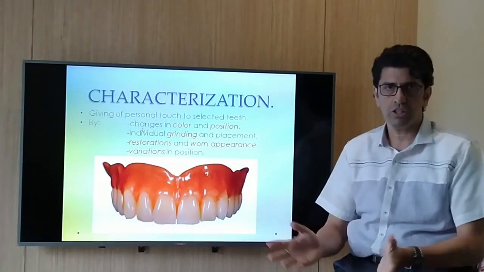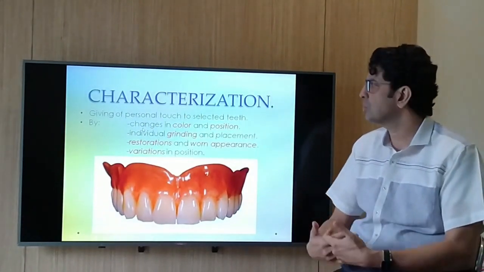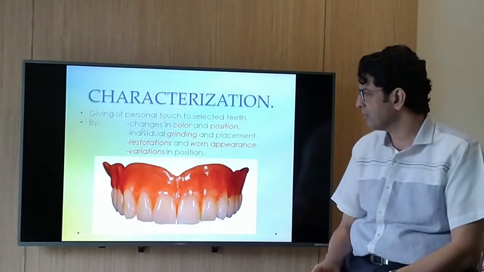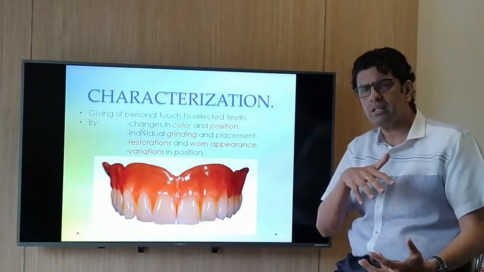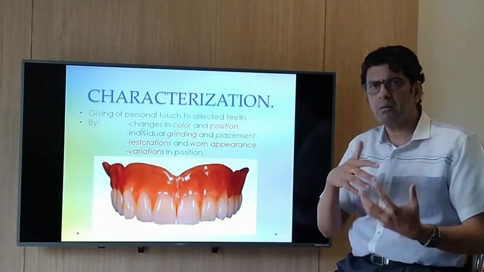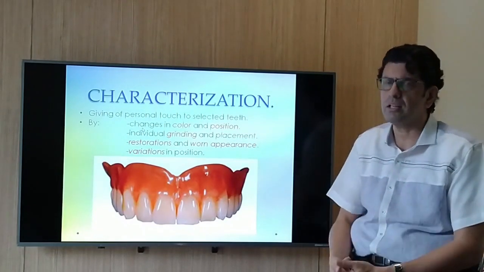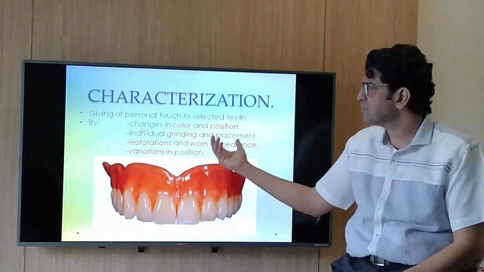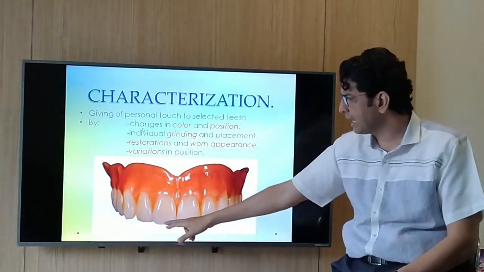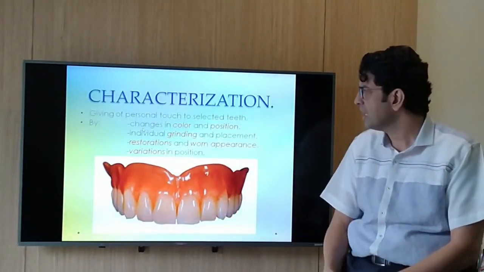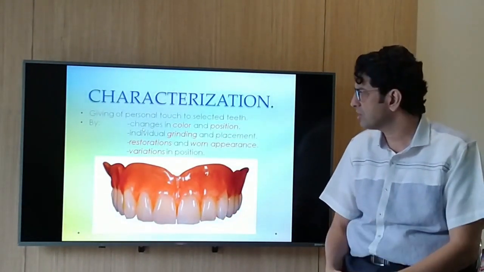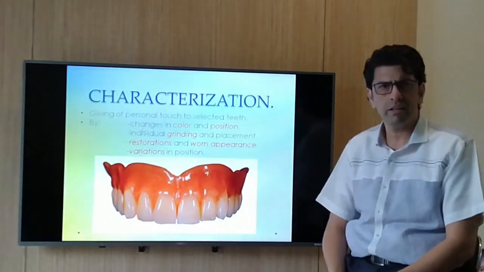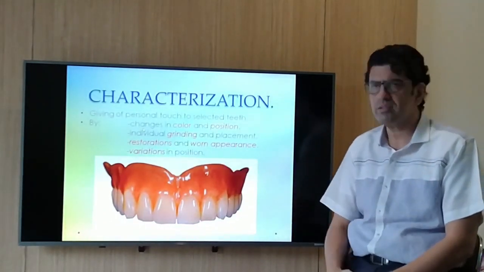So after you select your teeth, do you want to characterize it? Do you want to actually bring some changes in color? For example, you use a maxillary shade of a different color and mandibular teeth of a slightly different color, possibly, to give it more lifelikeness. Okay, are there changes in position you want to make? Do you want to grind the edges to make it look a little natural for the patient? Do you want to incorporate any restorations or any worn appearances?